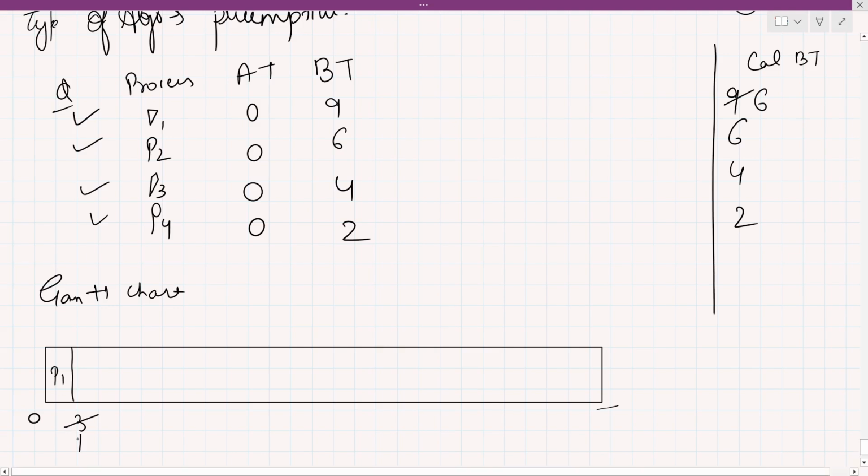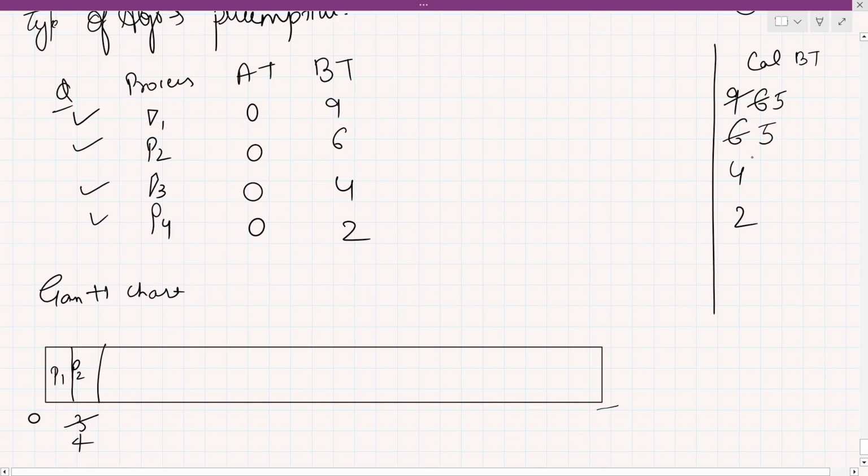So from 3 it runs to 4. When it runs to 4, the latest burst time will become 5. After that, among these 4 processes, the one with the highest burst time will get the CPU. Definitely P2 has a very high burst time, so P2 will get the CPU till only 1.